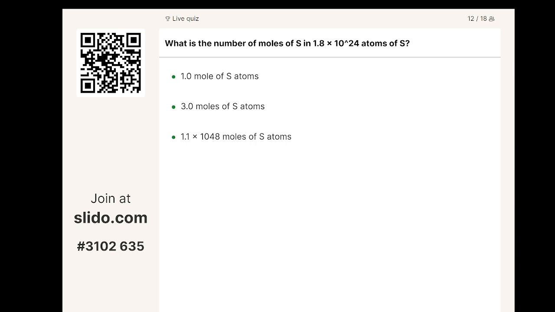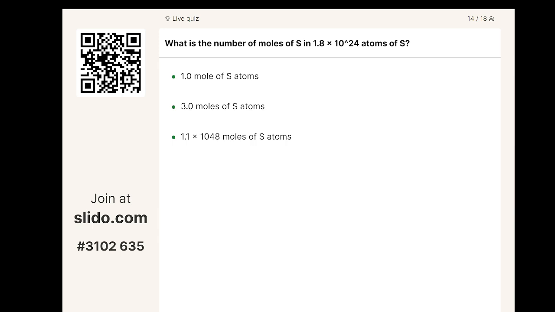So, if I give you 36 eggs, how many dozen eggs do you have? 3. So I've given you here 1.8 times 10 to the 24th. Okay? Another way of saying that is I've given you 18 times 10 to the 23rd. Right? You guys having trouble with that?